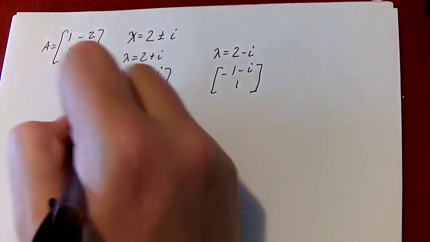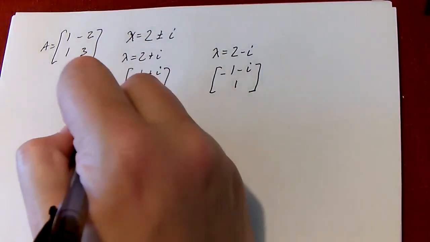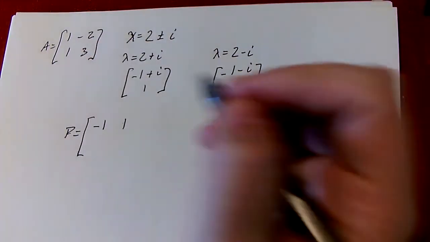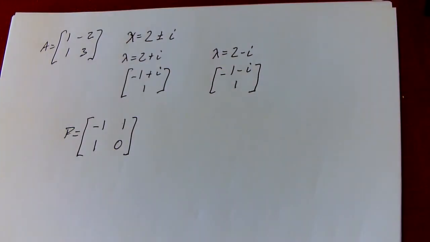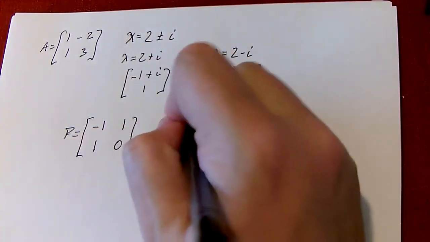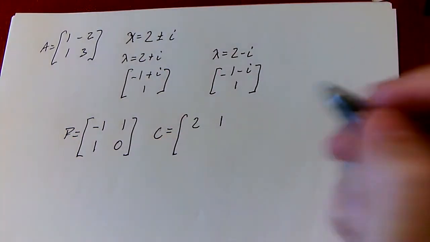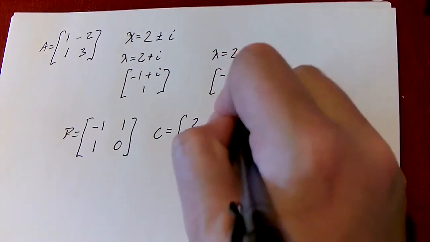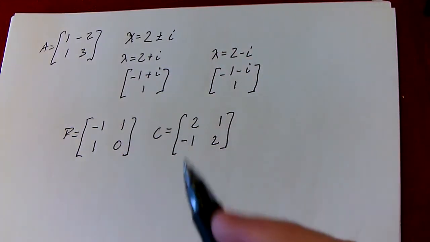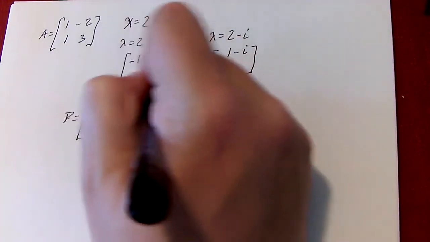So P, I'm going to take my first eigenvector here, okay, and just read it across. I've got -1 plus 1i, 1 plus 0i. And then C, I take the eigenvalue, which in this case is 2 plus 1i. Then your second row, you switch the sign to the -1, and then you switch the position. So here is P and C. Now notice I could also write a P and C.